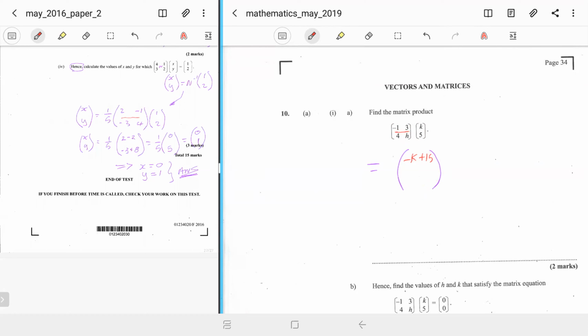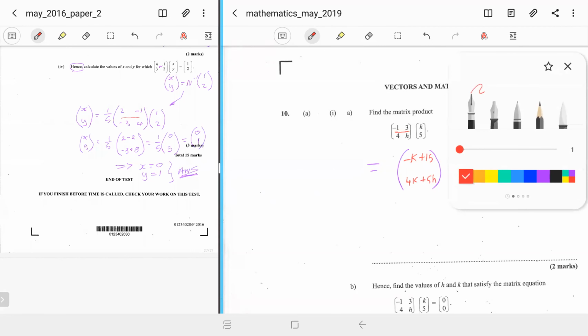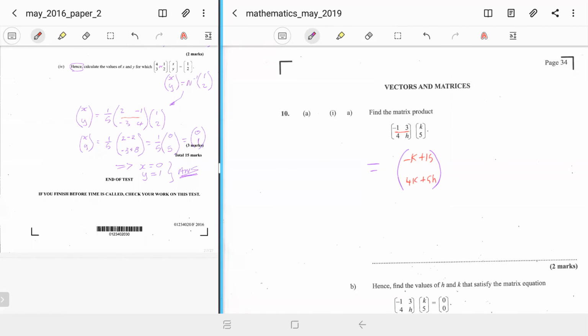4 times k is 4k, and 5h. That's the answer now. We can write it like this: equals 15 minus k and 4k plus 5h. That becomes the answer. You have to leave the letters in the answer.